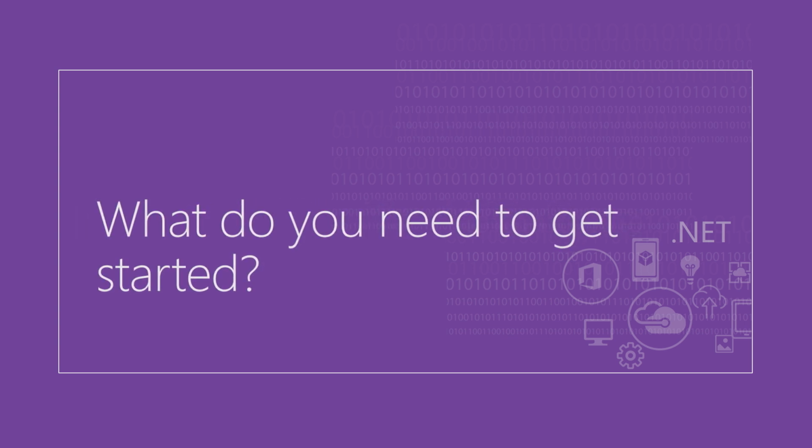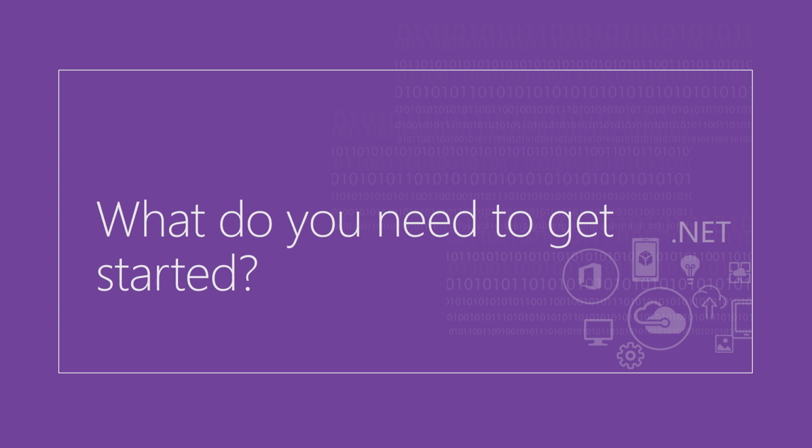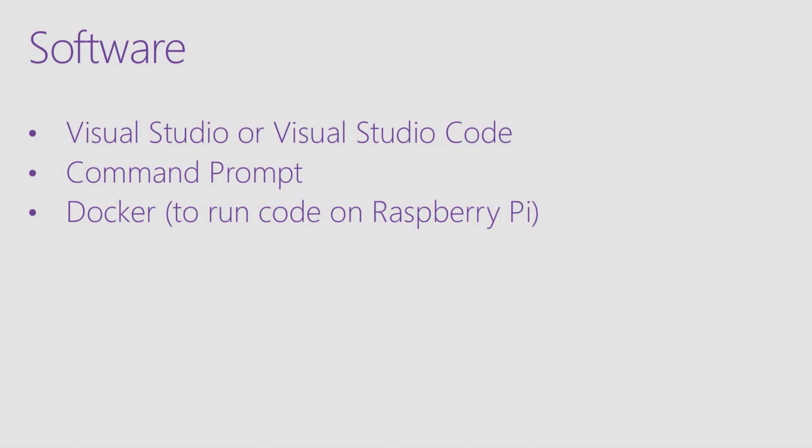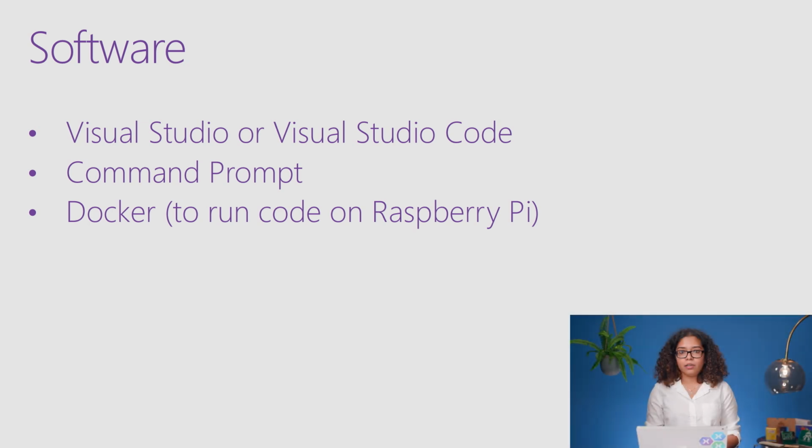Our basic list of components will be split up into software and hardware. The software that we need to get started today is Visual Studio or Visual Studio Code. You can use either of them, it's completely fine. We'll be writing and building a lot of our code in the command prompt, and we'll be using Docker to run our apps on the Raspberry Pi.